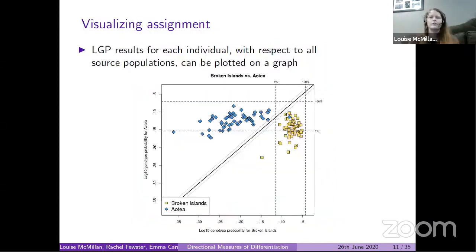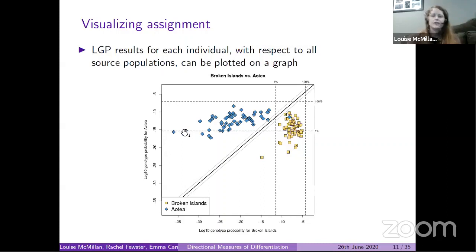It's not quite as straightforward as it might seem, but the basic idea is that the log genotype probabilities for the Broken Islands are on the x-axis, and the log genotype probabilities for the Aotea population are on the y-axis. And each of these little points is an individual rat.